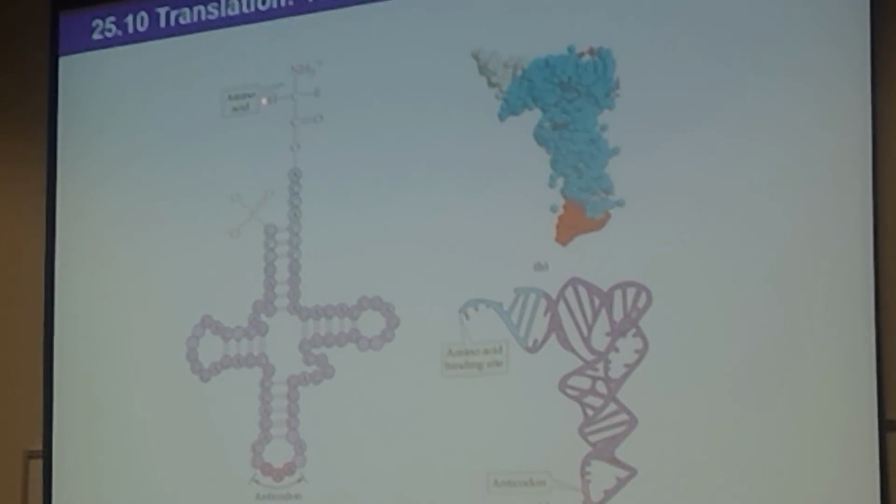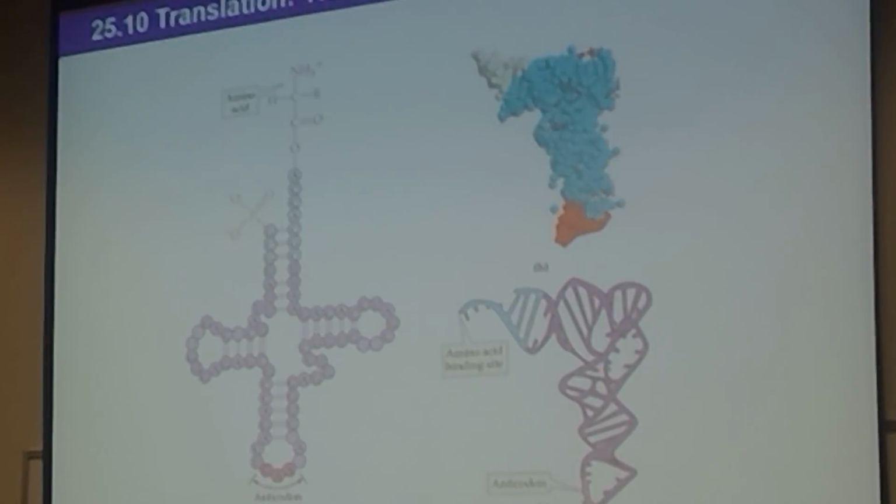And what would be the amino acid? What amino acid is the tRNA going to carry? That would be determined by the anticodon, and the anticodon is sitting at the other end of the L. So in an L-shaped pattern, one end contains the amino acid, and the other end of the L contains the anticodon.